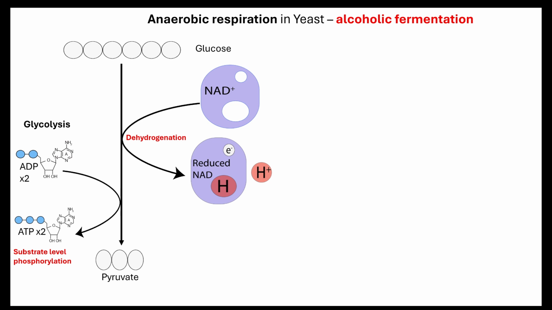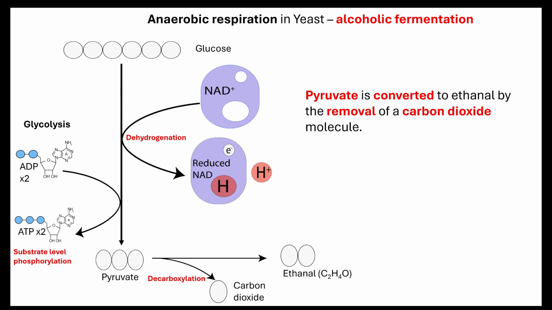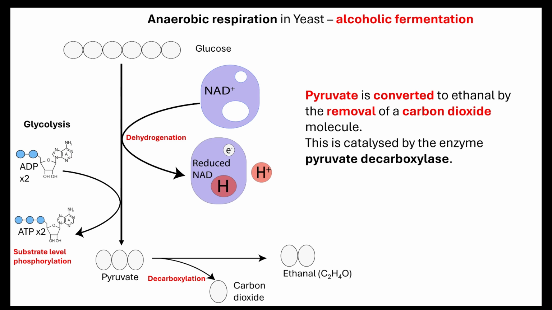So let's just look at that step by step then. So glycolysis has occurred, but the first thing we're going to do in alcoholic fermentation is where the pyruvate is going to be converted into ethanal by the removal of a carbon dioxide molecule. This is catalyzed by the enzyme pyruvate decarboxylase. It's a decarboxylase, so it is necessary for the removal of the carbon dioxide from the pyruvate molecule. So the name of the enzyme is giving away what it actually does.